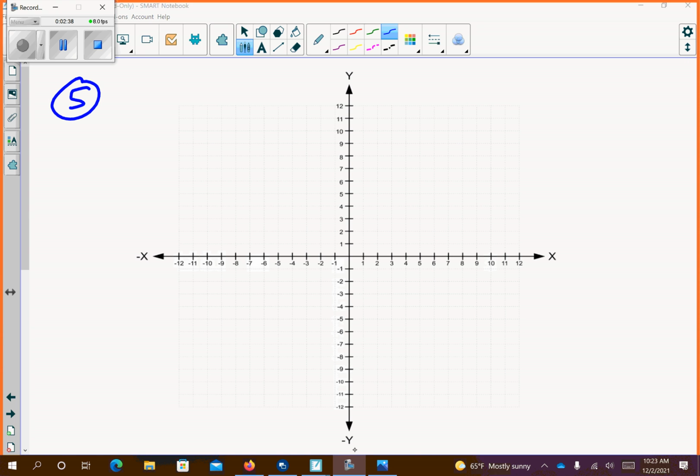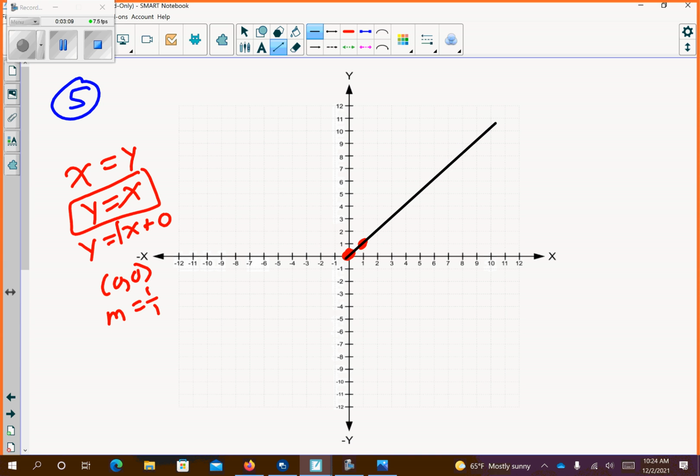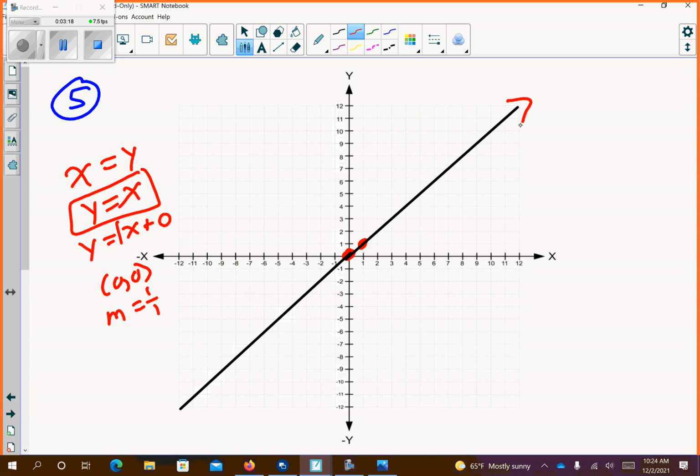Number 5 says x equals y is the first one. So can I flip that over to make it this? Are those the same thing? I think so. So I'm going to have a y-intercept at 0, 0. And it looks like I have a slope. There's a 1 in front of that, so I'll make it 1 over 1. So I'm going to go up 1, right 1. I think I can draw my line of best fit pretty well. Okay, so there's my line of best fit. Your choice if you want to add the arrows. The arrows show that you understand that it keeps going forever.